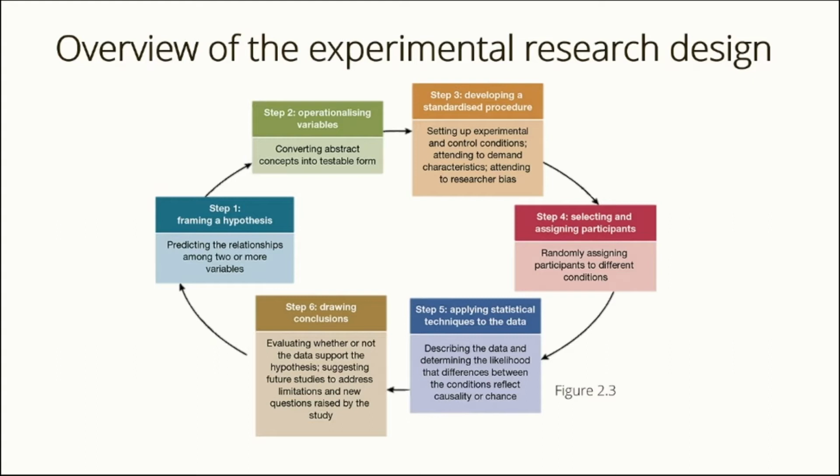Then we need to develop a standardized procedure, with experimental and control conditions like we just mentioned. Then selecting participants, that is sampling from the population, with random assignment, and getting a representative sample. Then we need to apply statistical techniques to the data: describe the data and determine the likelihood that differences between conditions reflect causality or chance, and draw conclusions from those results.